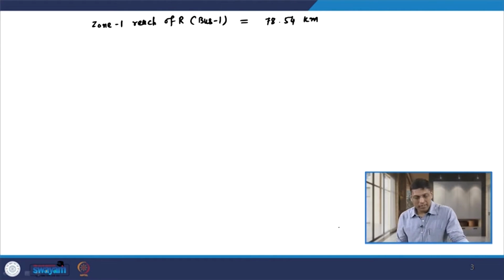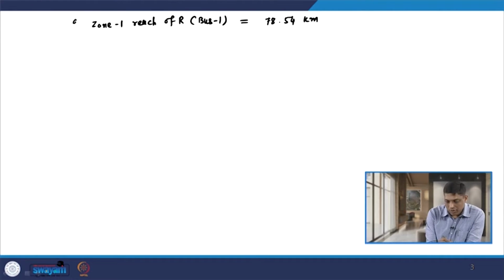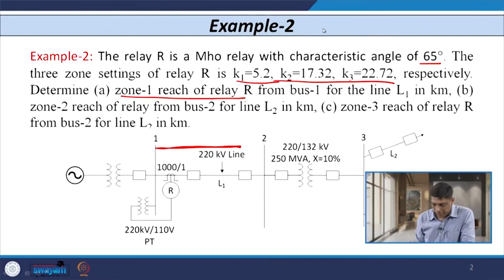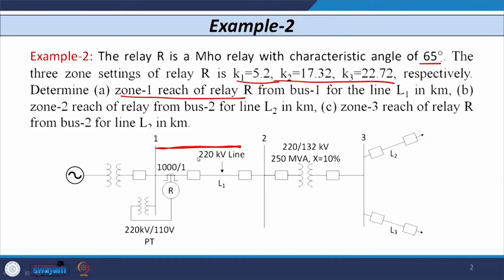So the first part is completed: what is the zone 1 reach of relay R in terms of kilometers from bus 1. You can see that the length covered by relay R in the first zone is 78.52 kilometer. So that we have calculated.